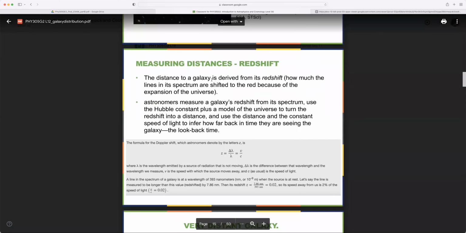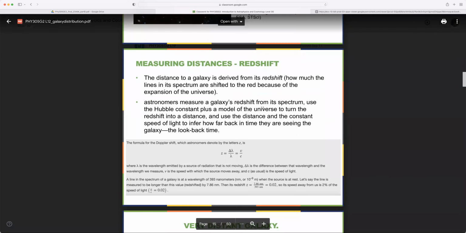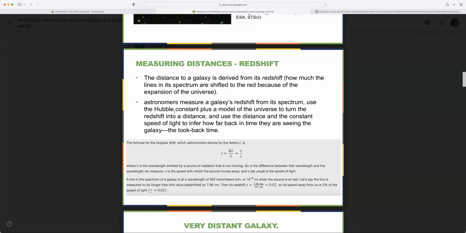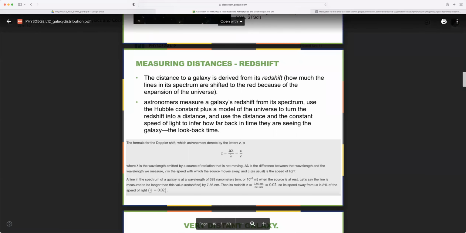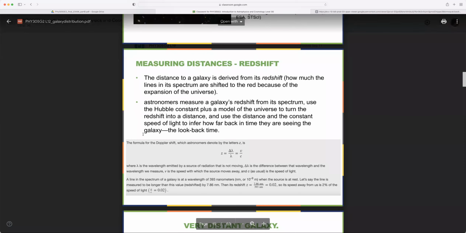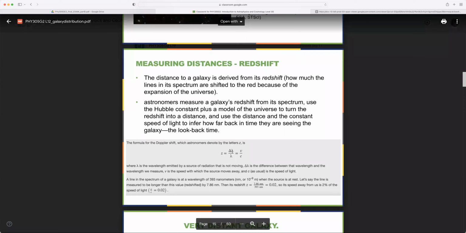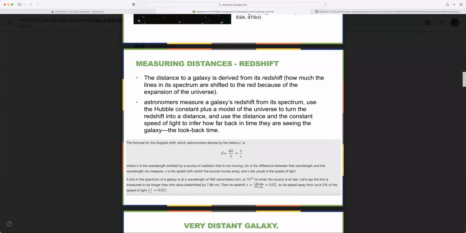It says the distance to a galaxy is derived from its redshift. Astronomers measure the galaxy's redshift from its spectrum, and use the Hubble constant plus a model of the universe to turn the redshift into a distance. And they use the distance and the constant speed of light to infer how far back in time they are seeing the galaxy. This has a specific name: the look back time of the galaxy. And you can see the equation that you need to find the redshift. This is the formula for the Doppler redshift, and this formula you need to remember.